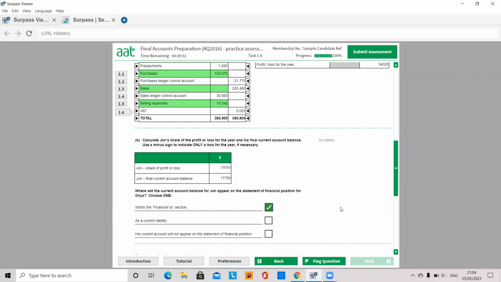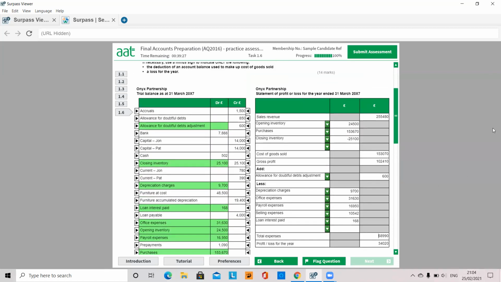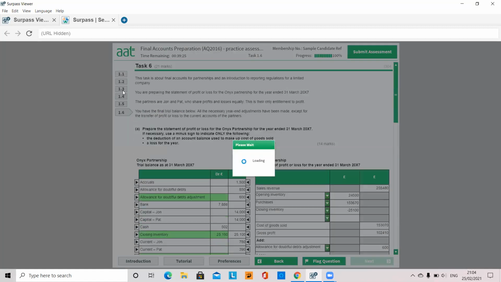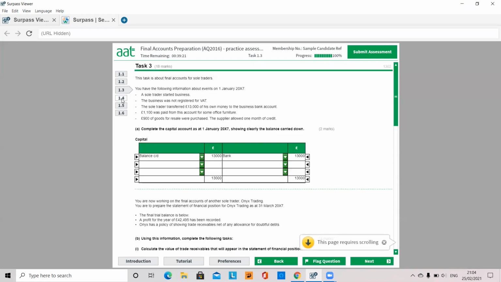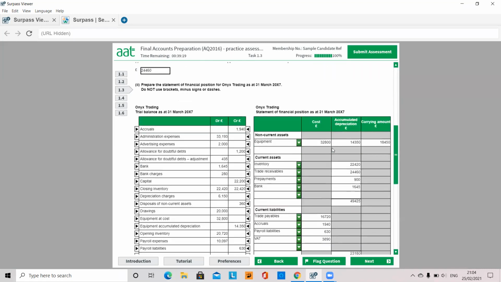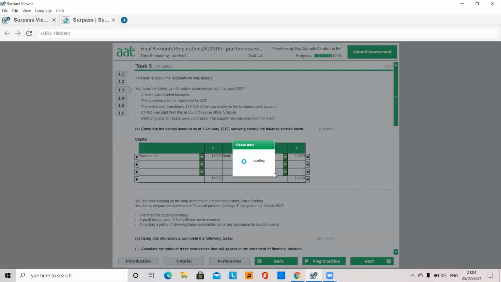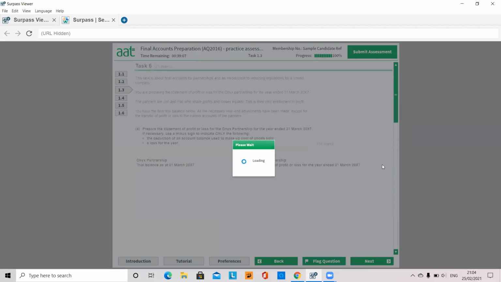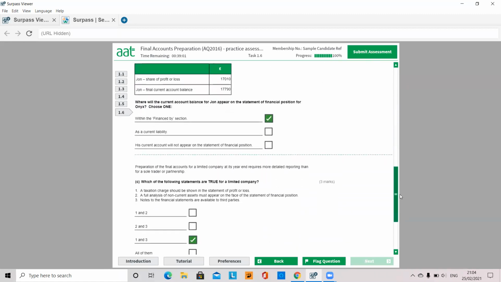It asks, where will the current account balance of John's appear on the statement of financial position for Onyx? It'd be in the finance section, because at the bottom of your statement of financial position, was that up here? Let's double check. It tends to be at the bottom, doesn't it? Where was it? See, it does tend to go on the bottom here where you show the share of the capital. So it'll be split between this capital and how it's apportioned accordingly. Okay, so it's in the finance section of the statement of financial position. I think that's it. So I hope you found it helpful.